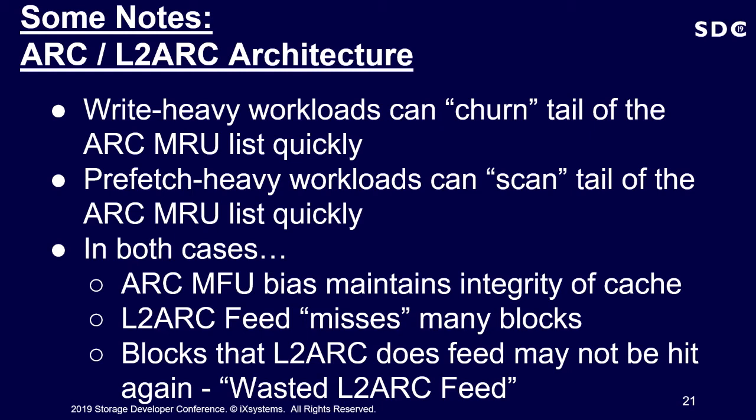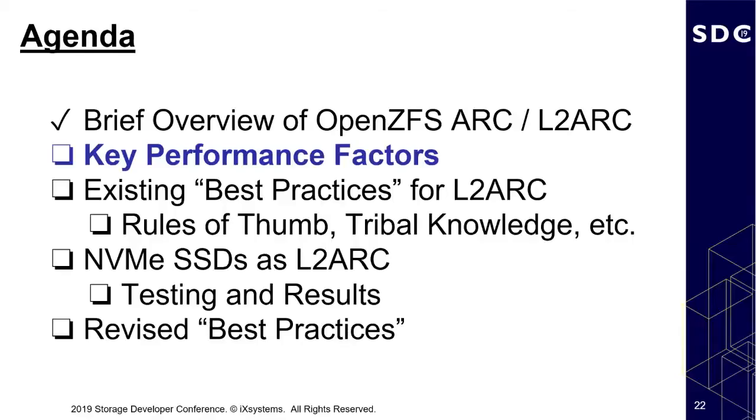So that's a neat feature of ARC, how it has the most frequently and the most recently used lists, because it sort of protects your VM guest OS data that you want to stay in the most frequently used list. It sort of stays there. Blocks that L2ARC doesn't feed may not be hit ever, or blocks that L2ARC does feed may never be hit again in the case of scanning and churning, and that's a wasted feed.